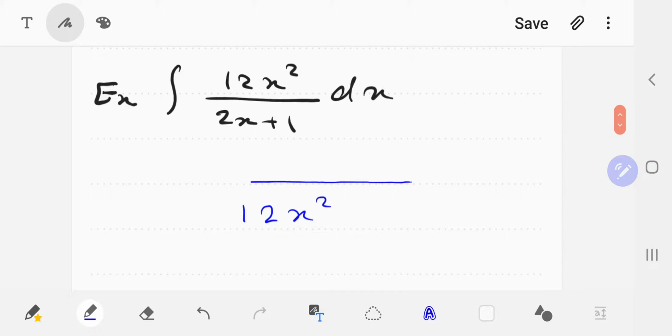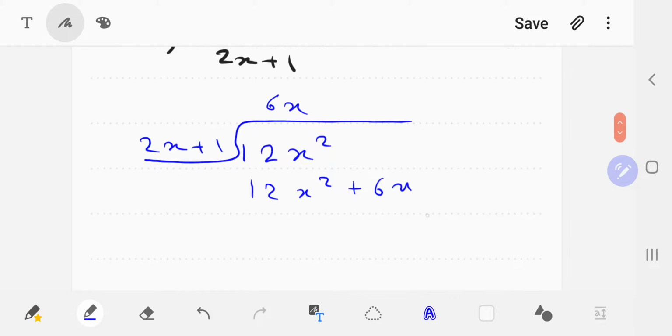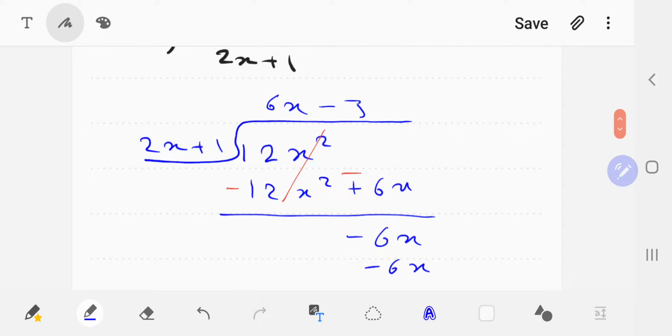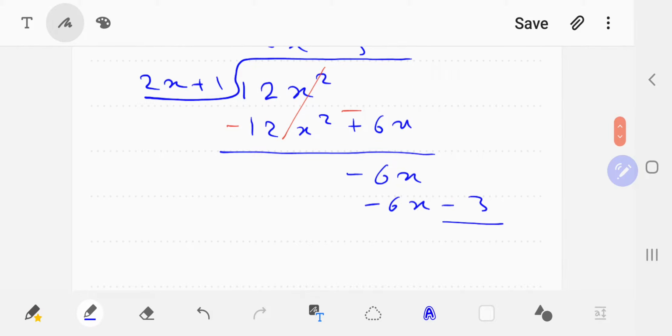12x squared divided by 2x plus 1. Divide, that will give you 6x, multiply, 12x squared, 6 times 1, that's 6x. Subtract or switch the signs. Minus, minus, this will be cancelled. So what's left here is negative 6x, continue division. Negative 6x by 2, that's negative 3. Multiply, you'll get negative 6x minus 3. Again, switch the signs. Cancelled, the remainder is 3.